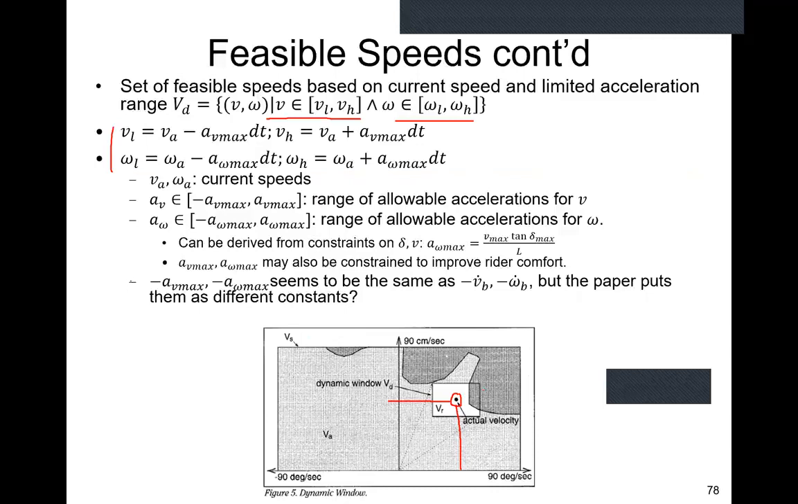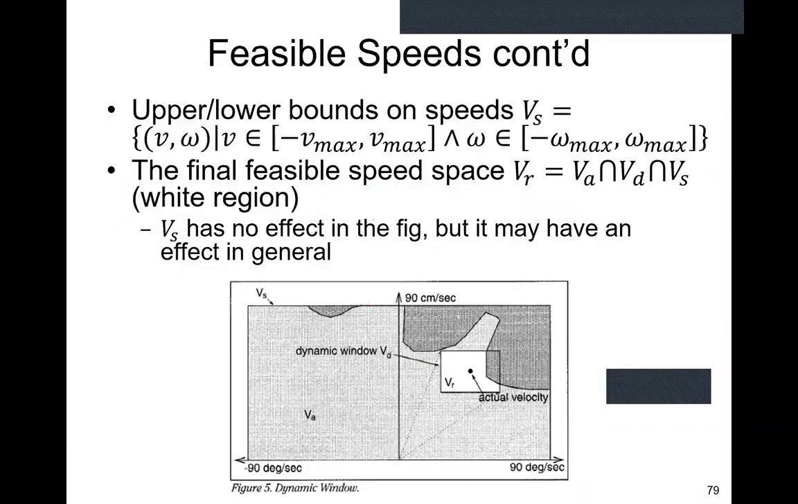So here I wrote that the maximum deceleration seems to be the same as the minus VB dot minus omega B dot, but the paper puts them as different constants. So I'm not sure why. Also, the last constraint is the translational and rotational velocity constraints, imposed perhaps by the vehicle's performance, or by the speed limit or some other reasons.